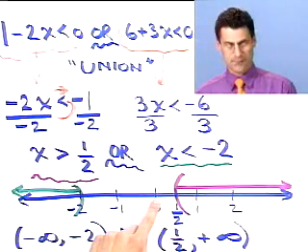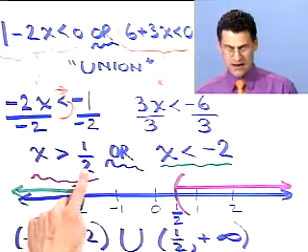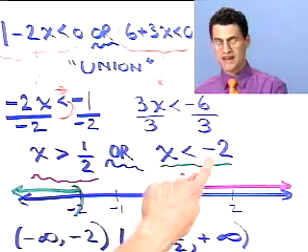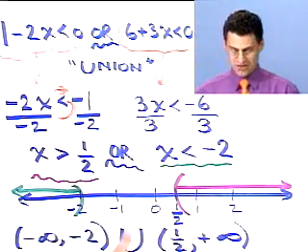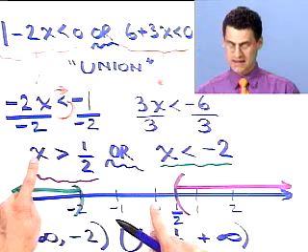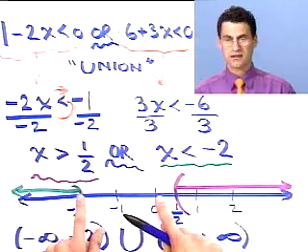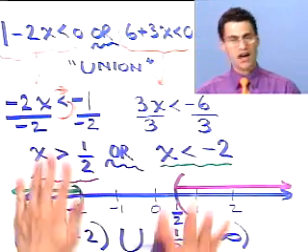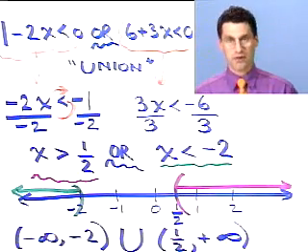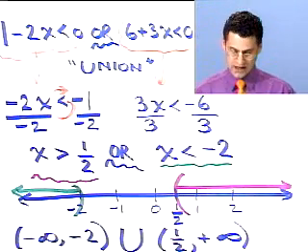What about 0, though? Is 0 bigger than a half, or is 0 less than negative 2? Well, it turns out the answer is no. 0 is not bigger than a half, and 0 is not less than negative 2. So 0 is not a solution to this because it doesn't satisfy either one of them. So "or" is how you put everything together.